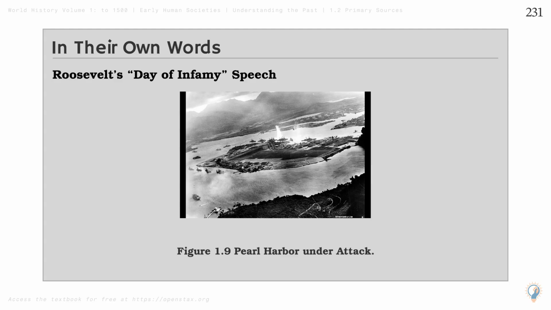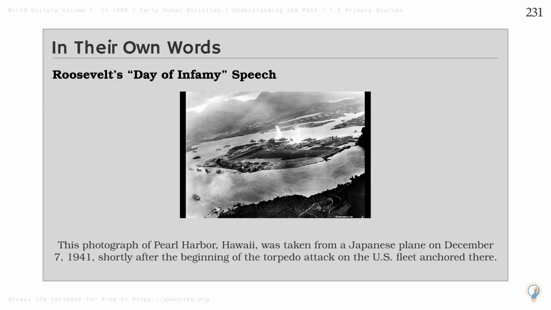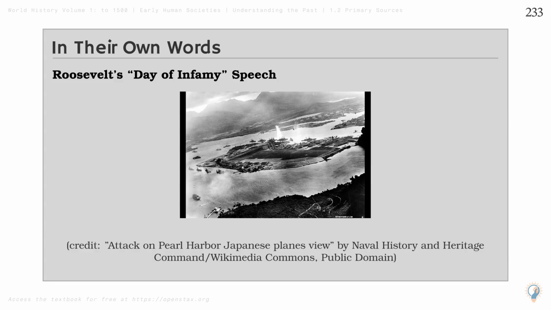Figure 1.9 Pearl Harbor under attack. This photograph of Pearl Harbor, Hawaii, was taken from a Japanese plane on December 7, 1941, shortly after the beginning of the torpedo attack on the U.S. fleet anchored there. Credit: Attack on Pearl Harbor, Japanese planes view by Naval History and Heritage Command / Wikimedia Commons, public domain.